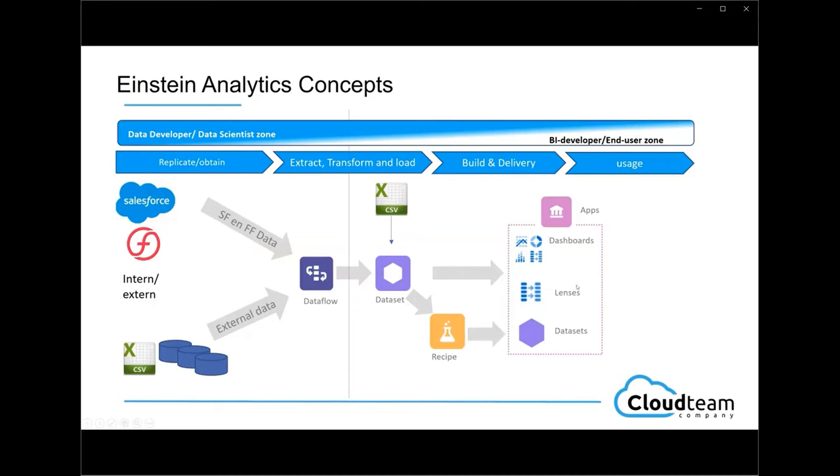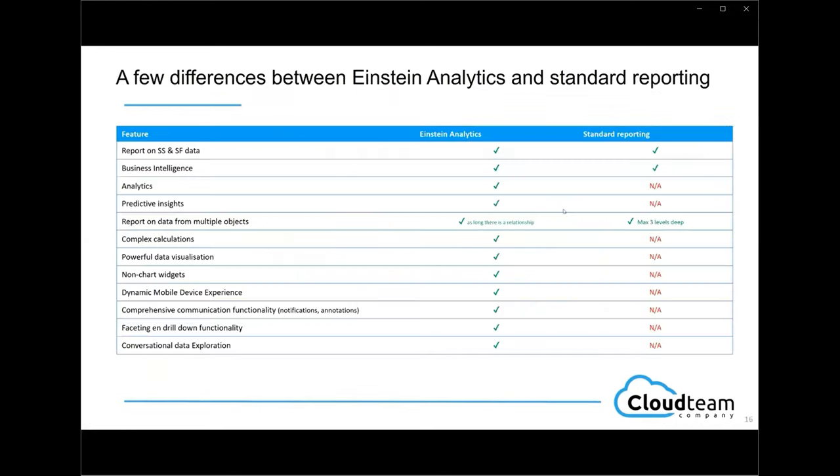And in all these elements, as you are seeing, the data set, the lenses, and the dashboard, they are placed within an analytic app. And that is where you can find all your elements and control your security as well. All right, enough about these concepts. Let's hit some differences between Einstein Analytics and standard reporting.